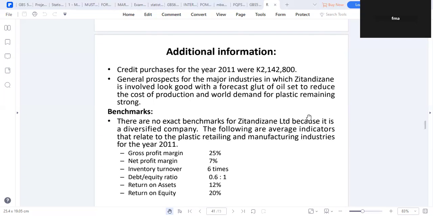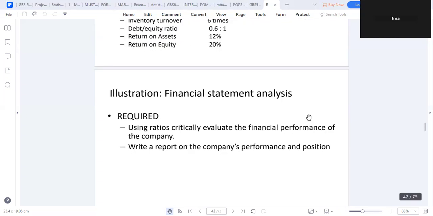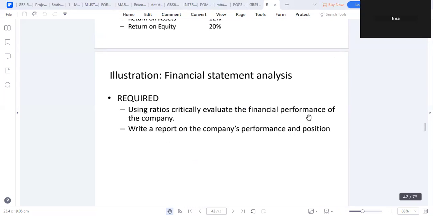So these are the benchmarks. Gross profit margin 25%, net profit margin 7%, inventory turnover 6 times, debt to equity ratio 0.6 to 1, return on assets 12%, and return on equity. So all our performance must be based on the benchmarks.